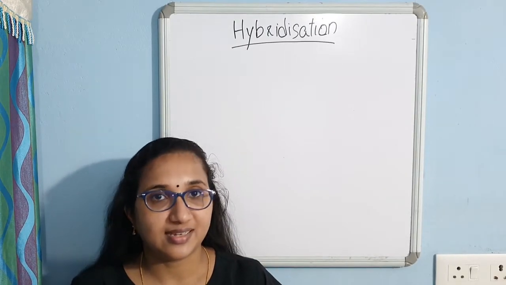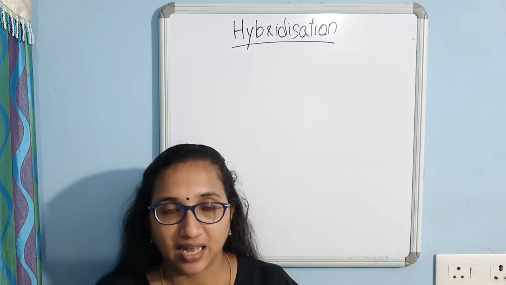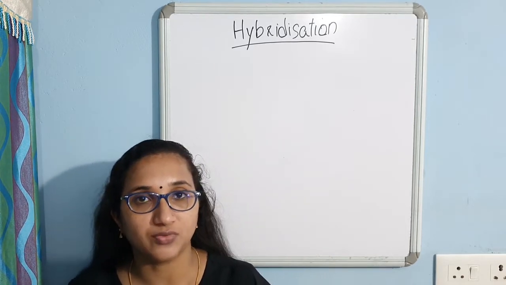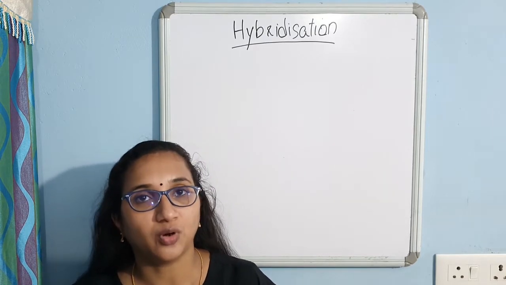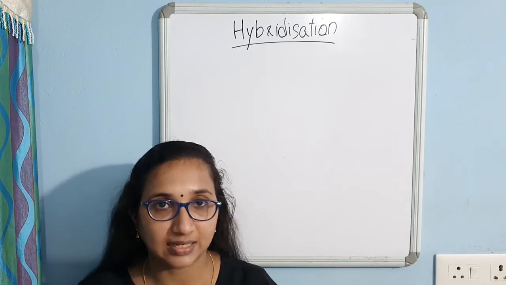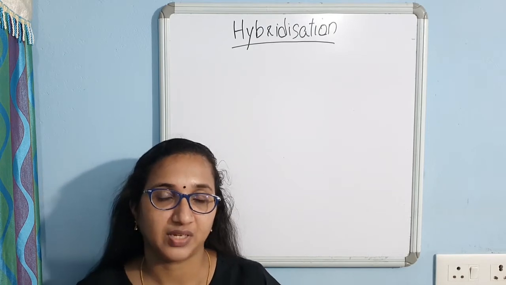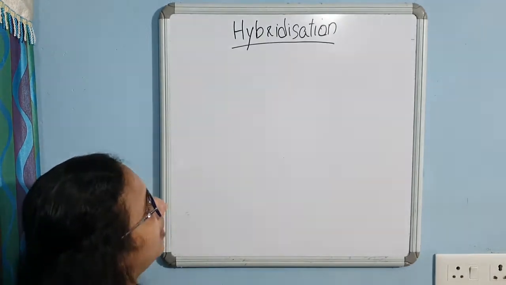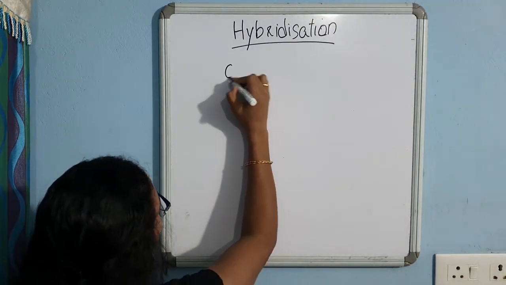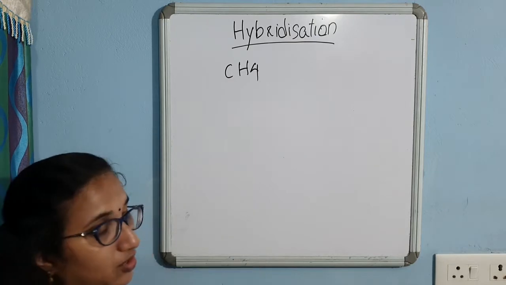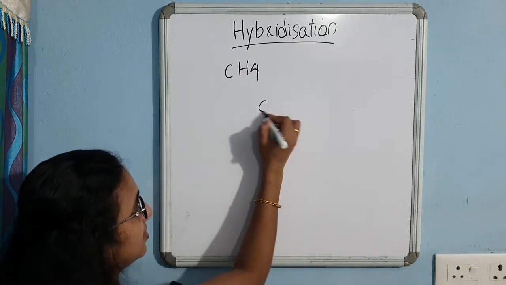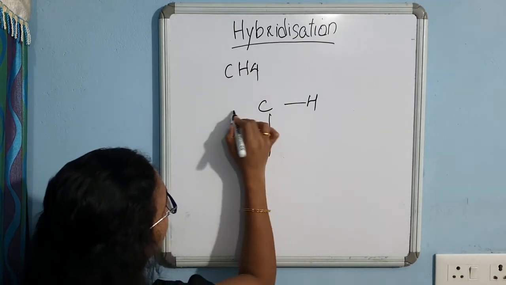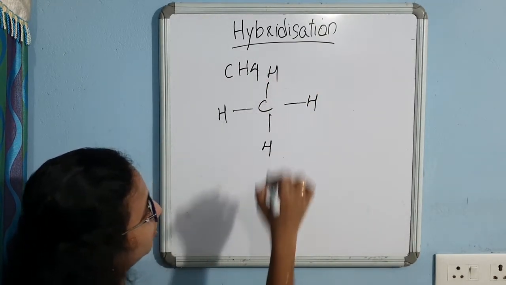So first of all, let's see what is meant by hybridization. Hybridization is the process of intermixing of atomic orbitals of slightly different energies to form new orbitals of equivalent energies and identical shape. So let's see what is meant by these terms. When we take any molecule, say for example methane, during the formation of this molecule, we know carbon is the central atom. So the central atom combines with 4 hydrogen atoms to form a methane molecule.